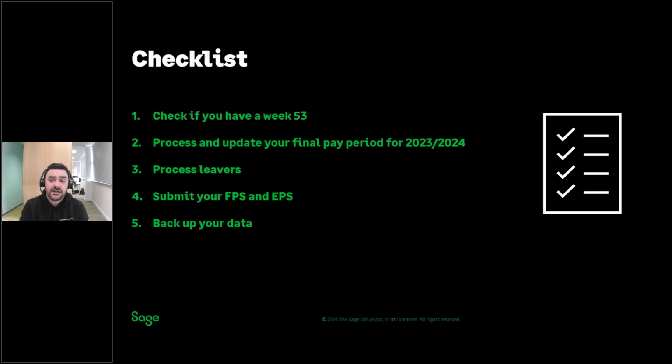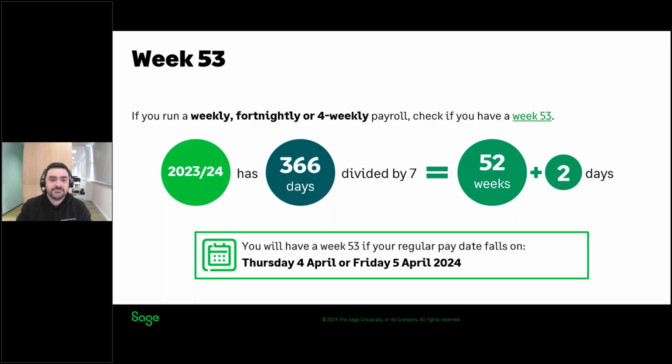Step 2 is to process and update your final pay period of 2023 to 24. So check your calendar, work out what your last pay date of the year will be. Step 3 is to process leavers if they've left in the current tax year and they've received their final pay for the year. Step 4 is to submit your FPS for your last pay date, and if required, an EPS for month 12. And then step 5 is to take a backup of your data before you then go in to the year-end process. So I'm going to talk you through some of these steps, also give you some demonstrations, and we're going to start with week 53.